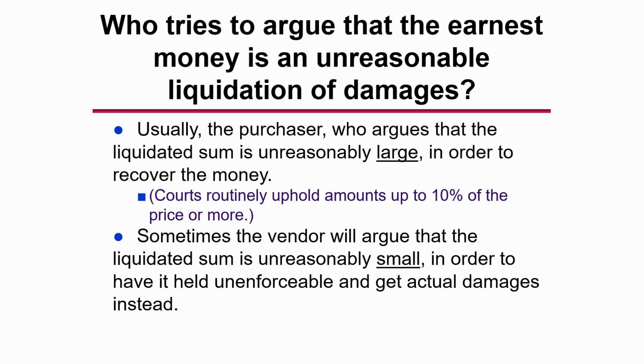Sometimes the person arguing that the liquidated sum is unreasonable is the vendor, and the vendor's argument is that the liquidated amount is unreasonably small, and they argue that so they can get the court to set it aside as unenforceable, and they can get bigger actual damages instead. Vendors almost always lose that argument. Courts rarely adopt it. The reasoning is typically that the clause was put in to protect the vendor, the amount was selected by the vendor, or at least agreed to by the vendor, and the vendor has to stick with that amount. It won't be considered unreasonably small.